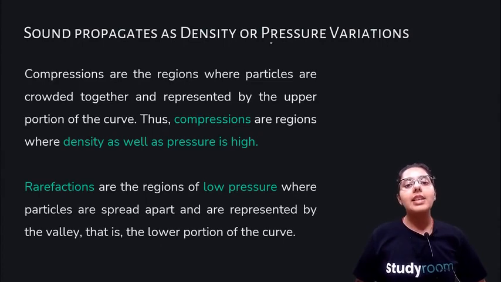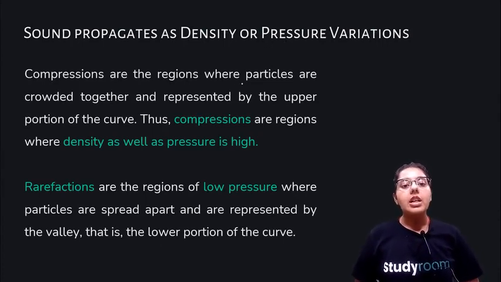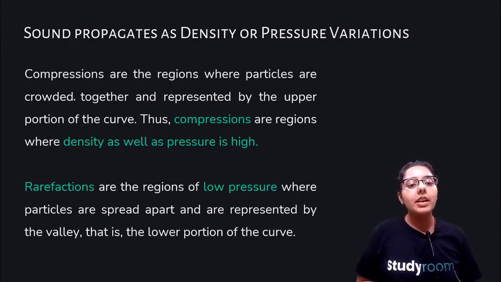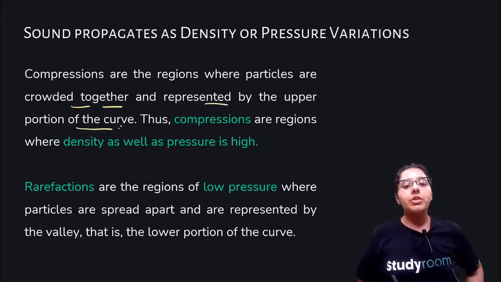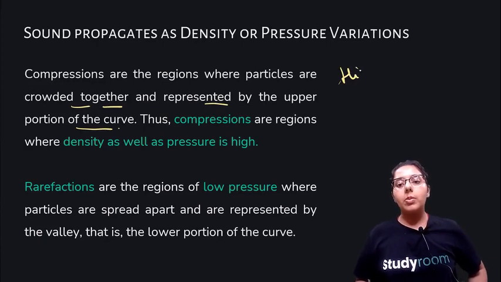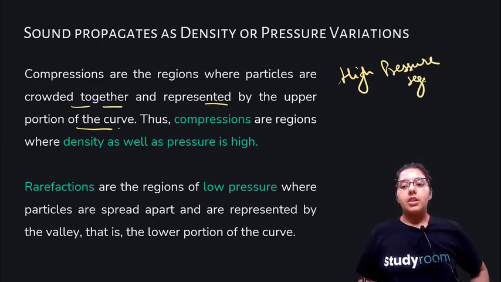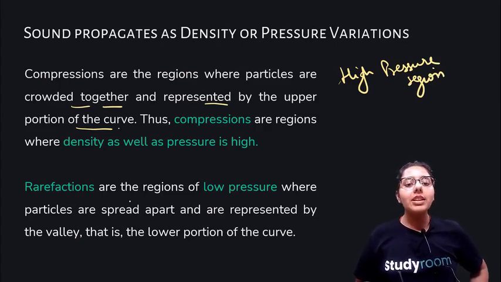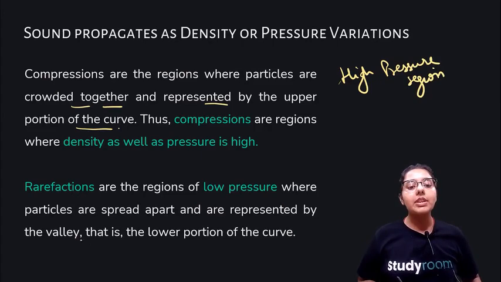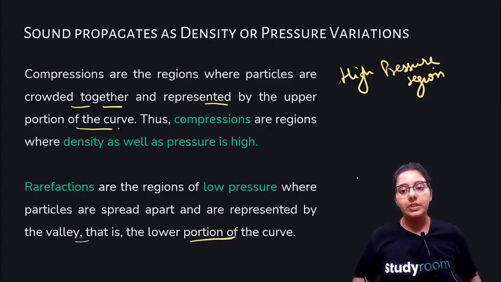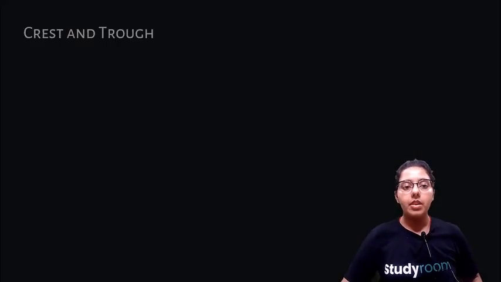Sound propagates as density or pressure variations. Compressions are regions where particles are crowded together and represented by the upper portion of the curve. So we talked about this, right? This is a high pressure region. Then rarefactions are the regions of low pressure where particles are spread apart and are represented by the valley, that is the lower portion of the curve. Rarefaction is your lower pressure region.